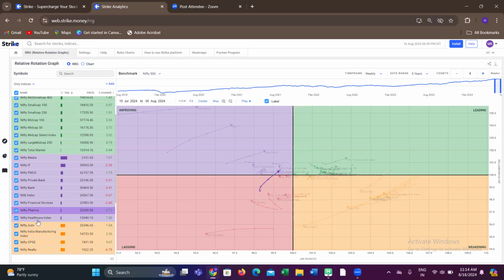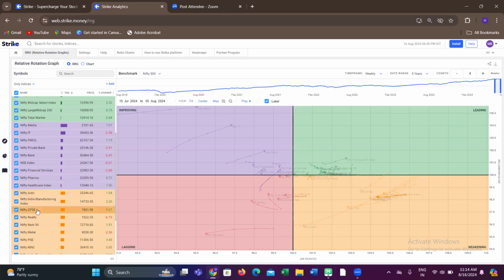I can take some examples of turnaround stories. As I said, there are three things you have to look for. One is anything going into improving from lagging with good RS momentum. The tail length has to be big, with very good momentum over 5 weeks. And you can do a comparison with a smaller tail length. And that's how you can differentiate the leaders.